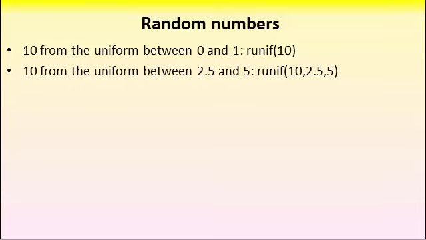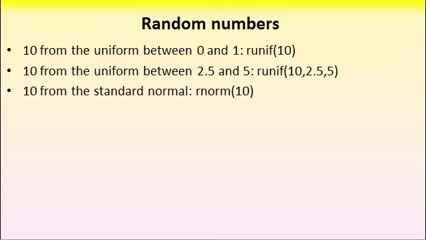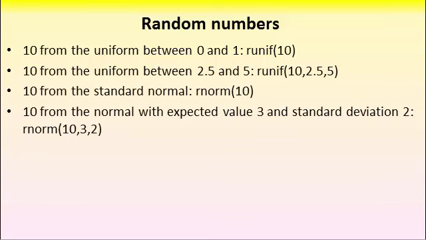You can also get random numbers from the normal or bell-shaped curve by using rnorm. So rnorm(10) will give you 10 random numbers from the standard normal distribution. And if you want random numbers from a normal distribution with a different expected value and a standard deviation, you can also use the rnorm function. So if you do rnorm(10, 3, 2), you get random numbers with an expected value of 3 and a standard deviation of 2.